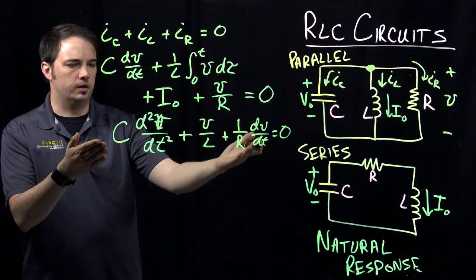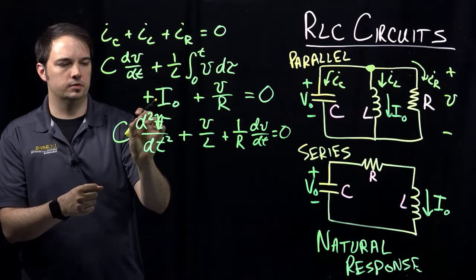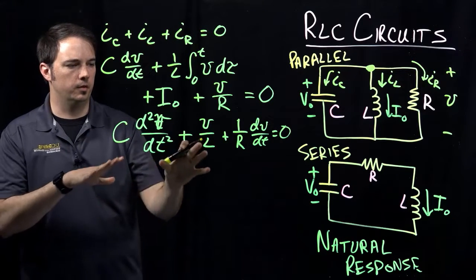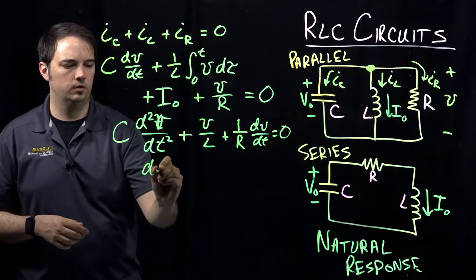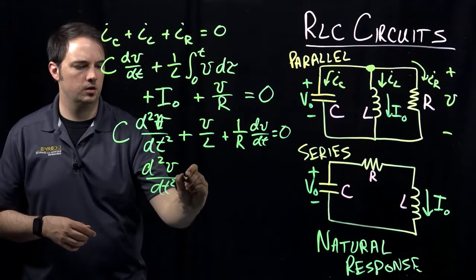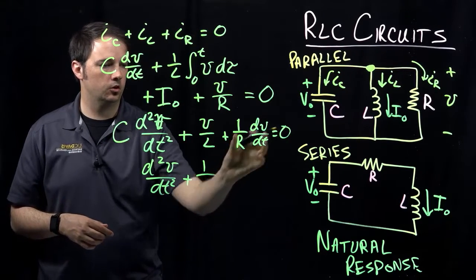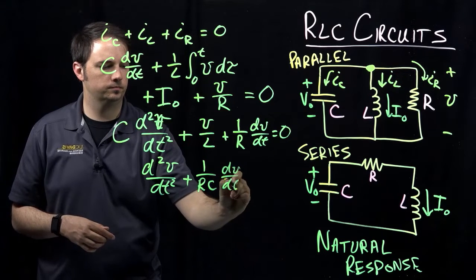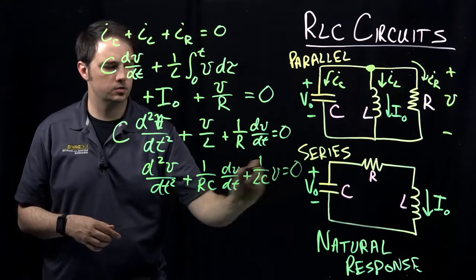So we can already tell that we have a second order differential equation, because I have a second derivative here, a first derivative here, and then just our primary term in the middle. We'll rearrange this. Let's divide by C so we can get the second derivative by itself. So then I'm left with d squared V over dt squared, plus, since I've divided by the capacitance C, 1 over RC times the first derivative of the voltage, and then plus 1 over LC times V equals 0, okay?